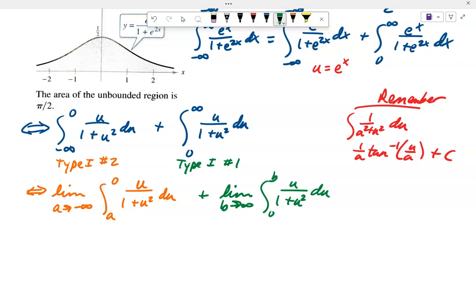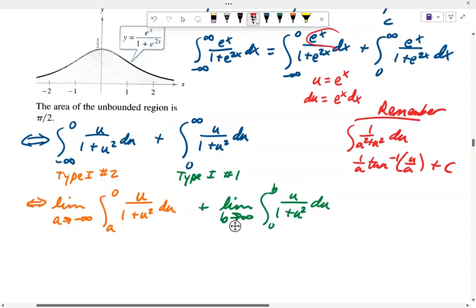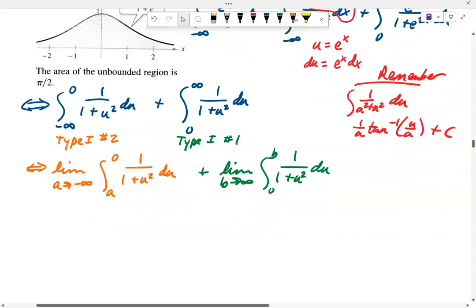And then if you think about it, my apologies, I wrote this wrong. See how my du is ln of e to the x dx? So my du, here's my du, it's just a 1 on the top. My apologies, that's a 1 right there. Fix that. My bad. There we go.